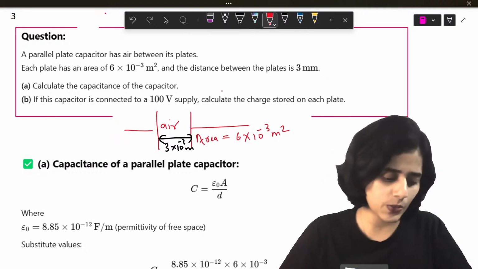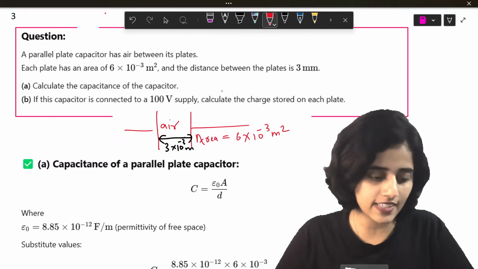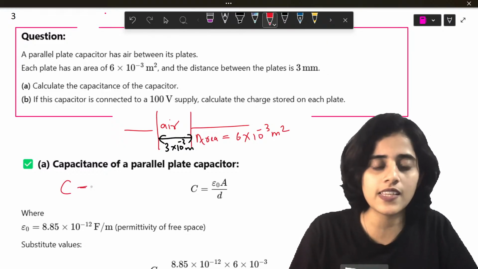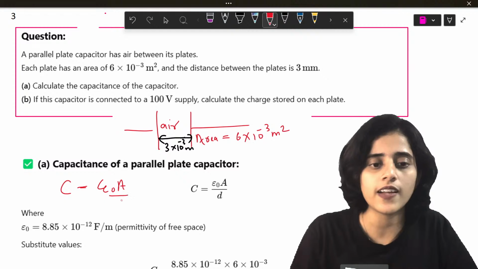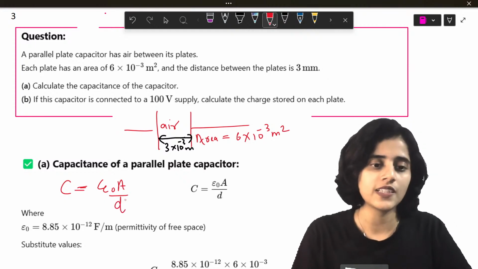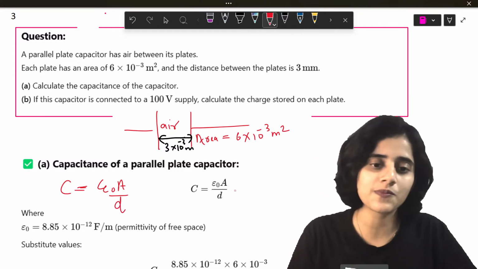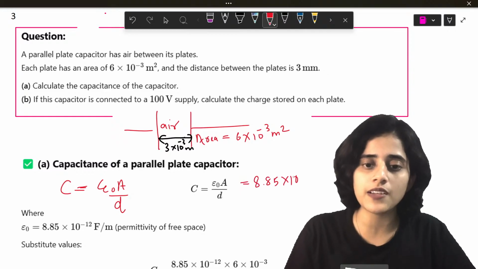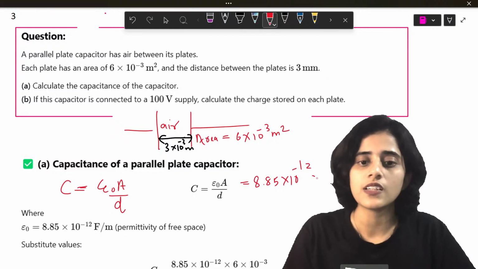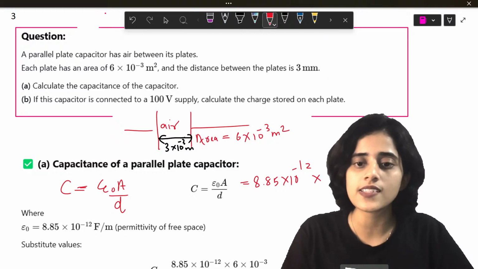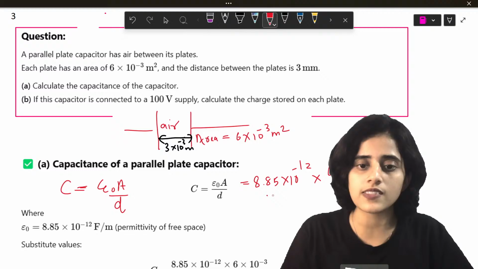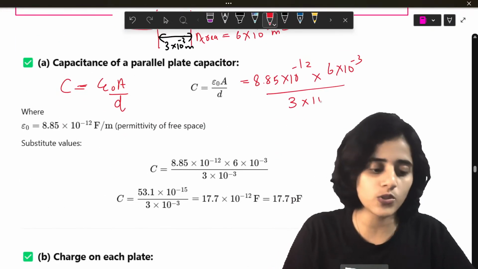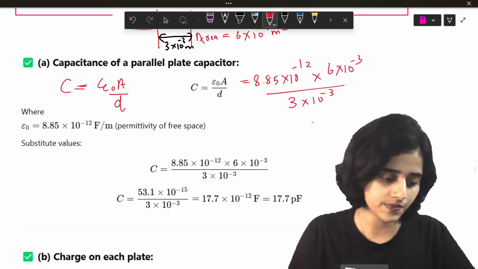It's a very simple question. How do I calculate the capacitance of a capacitor? Capacitance C is equal to epsilon naught A by d. Epsilon naught is 8.85 into 10 raised to minus 12, into area 6 into 10 raised to minus 3, the whole divided by distance 3 into 10 raised to minus 3.